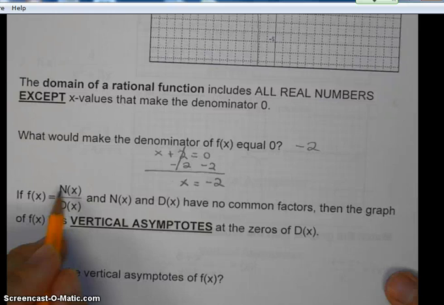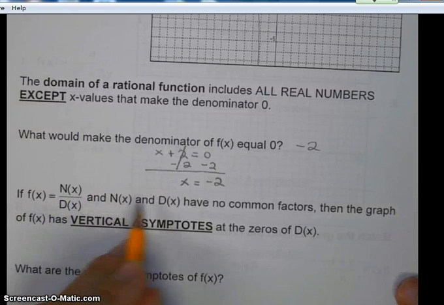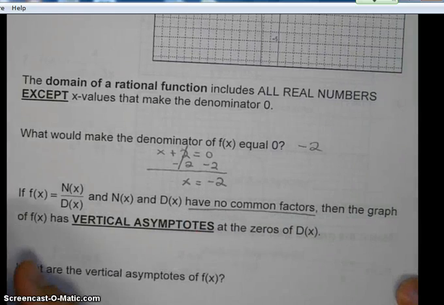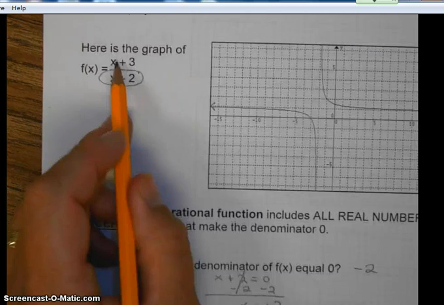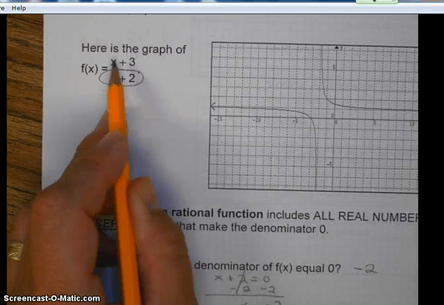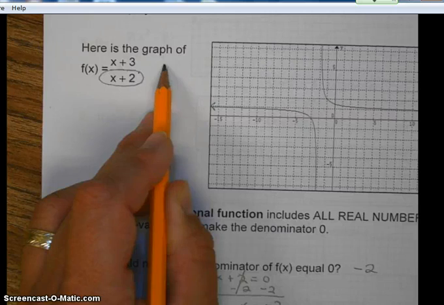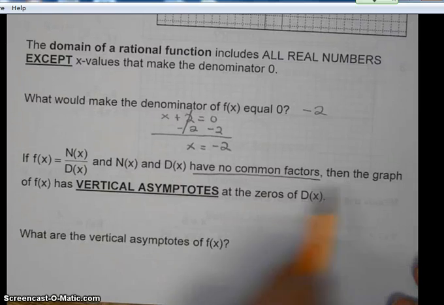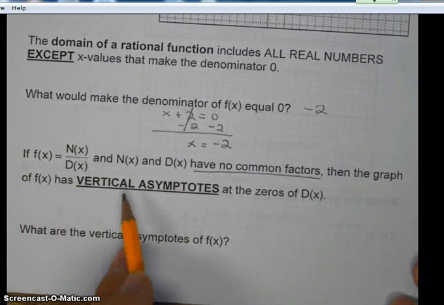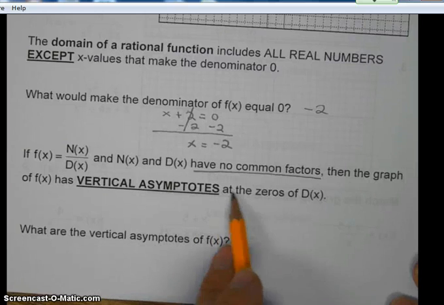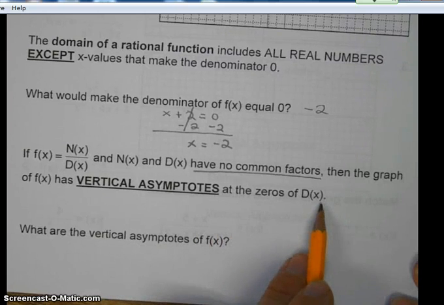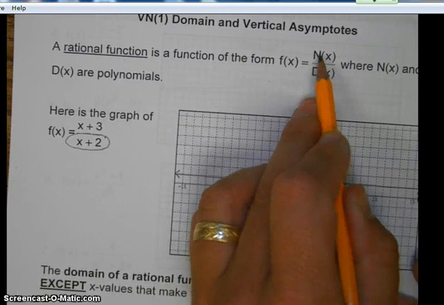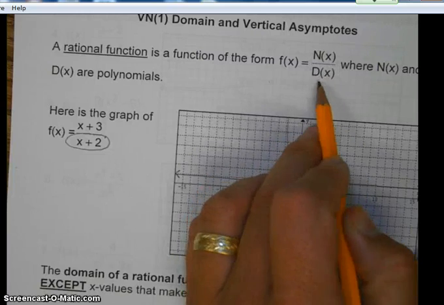If f of x is equal to n of x over d of x, and n of x and d of x have no common factors, the factor on the top would be x + 3, so you would set that equal to 0 and solve for x, giving -3, versus -2, so they're not common. Then the graph of f of x has vertical asymptotes at the zeros of d of x. Remember, d of x is the denominator. They use d for denominator and n for numerator to distinguish between the two polynomials.